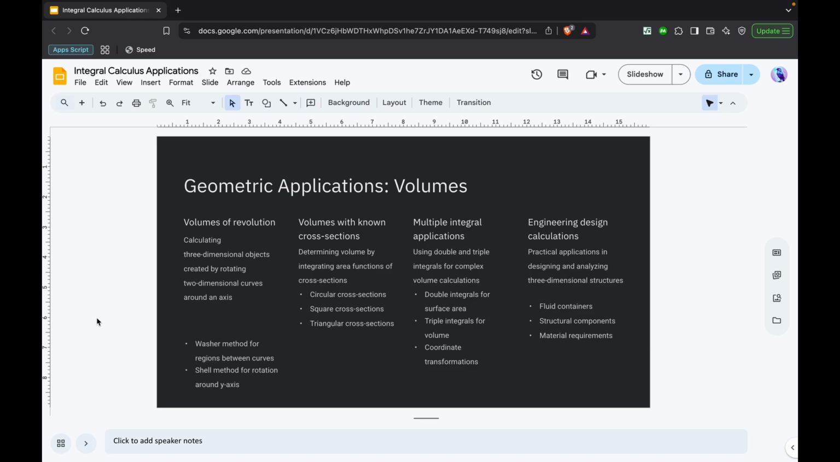Now, the last one is less pure math, but more engineering: engineering design calculations, which is really similar to something we covered in the last video. Designing and analyzing three-dimensional structures using differential equations, just as was covered in the last video, like fluid containers, structural components, and figuring out material requirements.